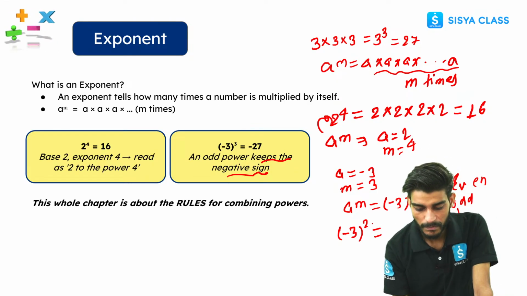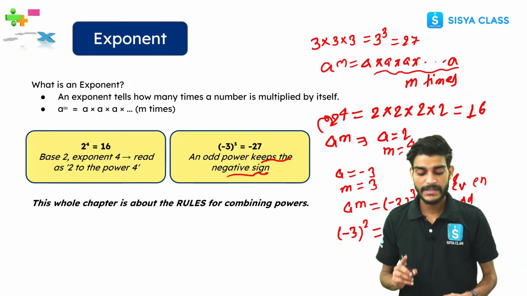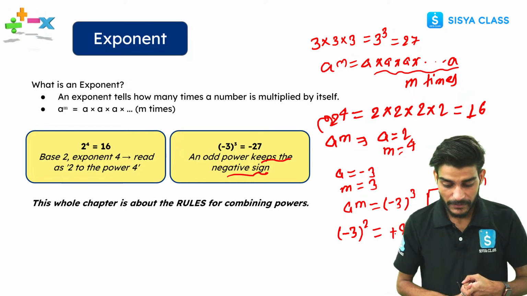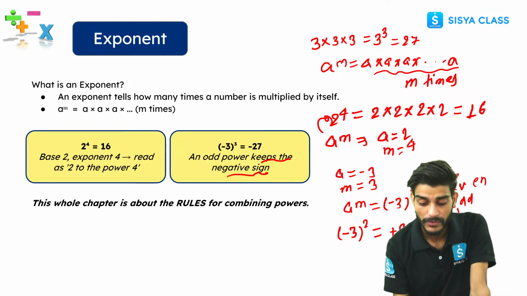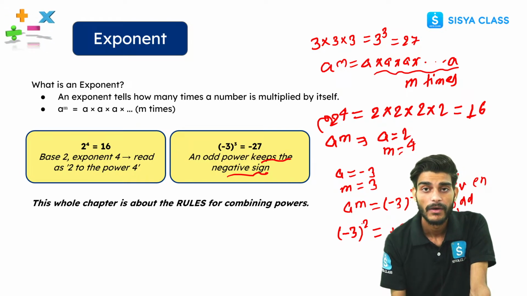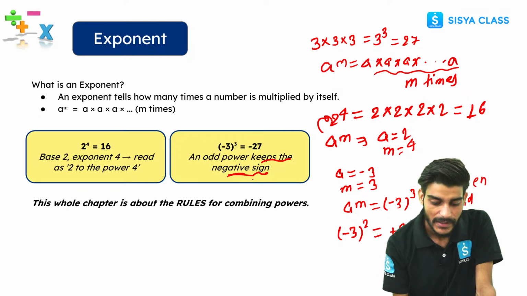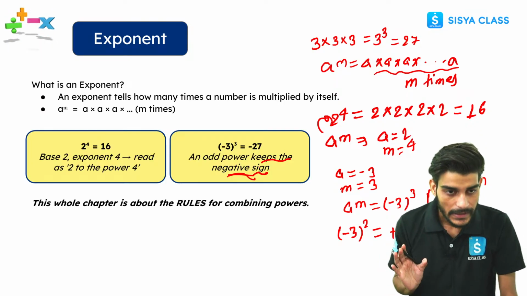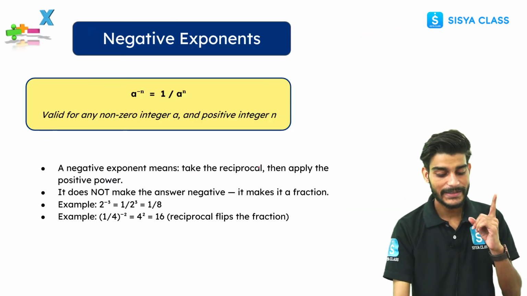2 is an even number. So minus 3 raised to the power 2 means plus 9, not negative 9. Clear? So positive power, positive number. If you have a negative number and its powers are even, we have a positive number. If we have odd powers, odd power keeps the negative sign. This was the summary for this slide. Okay, clear? So exponents is clear to you.